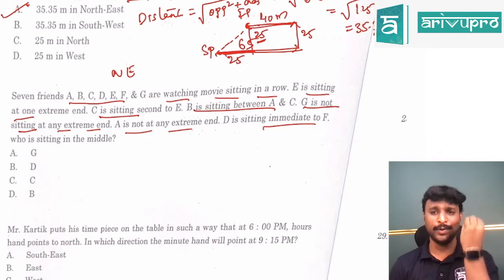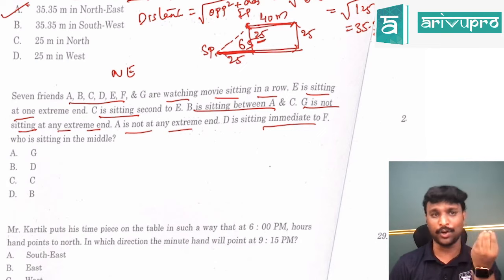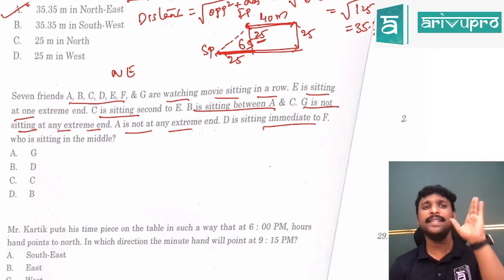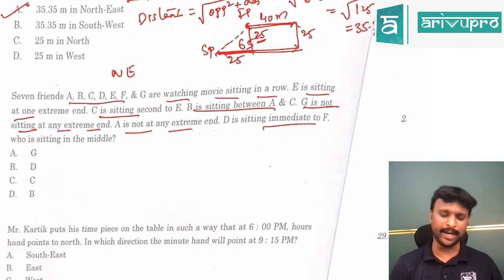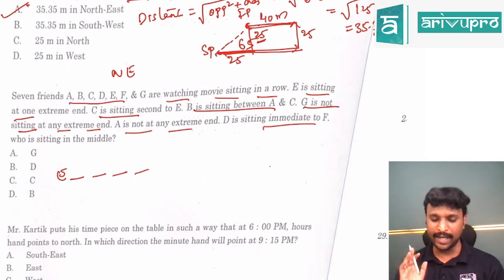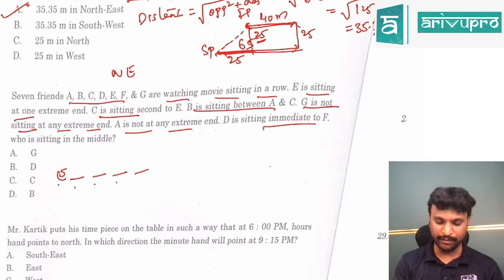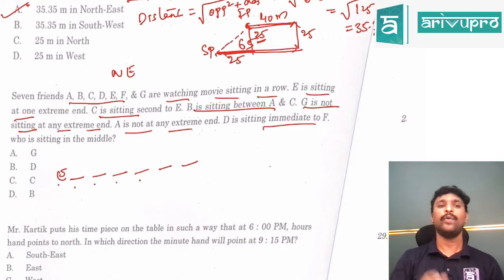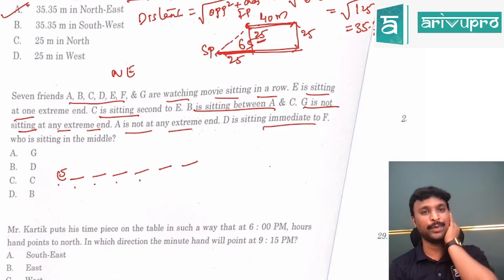So no statement is a sure one. So what you do, you have to assume something as a sure one. Which one would you assume? E is sitting at one extreme end. You can assume E is sitting at the left extreme. All right, E is sitting at the left extreme. So how many are there total? 7. 1, 2, 3, 4, 5, 6 and 7. With respect to E, what is the statement that you see, guys?